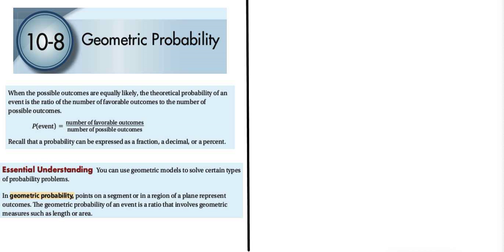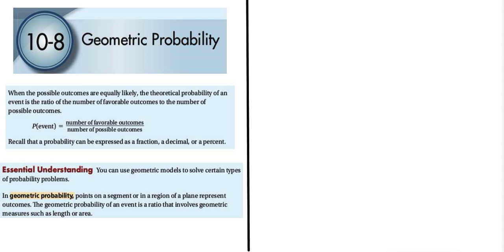The probability that we're going to study is very much like the probability that you studied in the past. The probability that an event will occur is the number of favorable outcomes over the number of possible outcomes. Perhaps you remember the famous marbles in a jar problem. Recall that a probability can be expressed as a fraction, a decimal, or a percent. So in working problems, make sure that you answer in the form that is asked for.